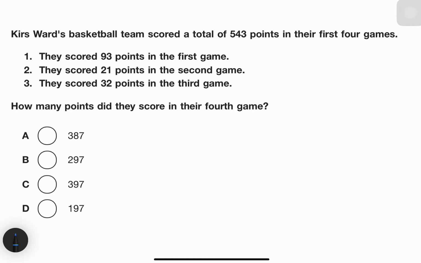543 points in his first 4 games. They scored 93 points in their first game. They scored 21 points in their second game, and then they scored 32 points in their third game. How many points did they score in their 4th game?